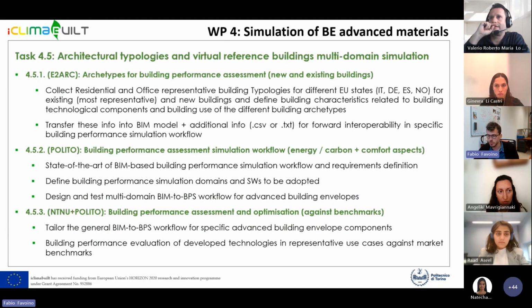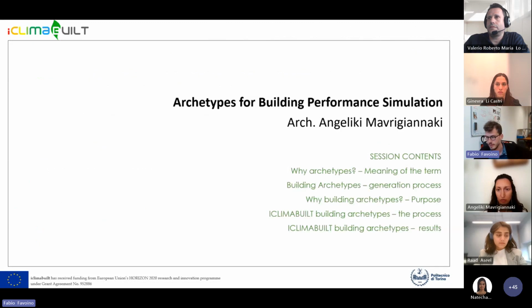So basically, the three contributions of the seminar that you will see are, first, the definition of the archetypes in terms of residential and office representative buildings, and how we transfer them into a BIM model. Then a state of the art of the tools that can be used in a BIM to BPS simulation workflow, and the definition of a unique workflow to use just one model for building performance simulation. And then the customization of this workflow in the two applications that will be shown at the end. And I'll hand over to Angeliki.